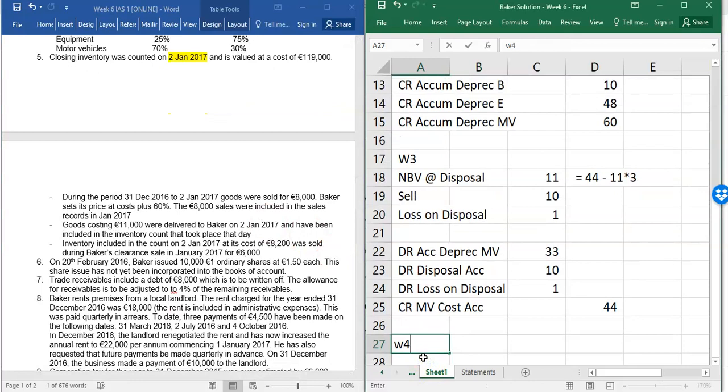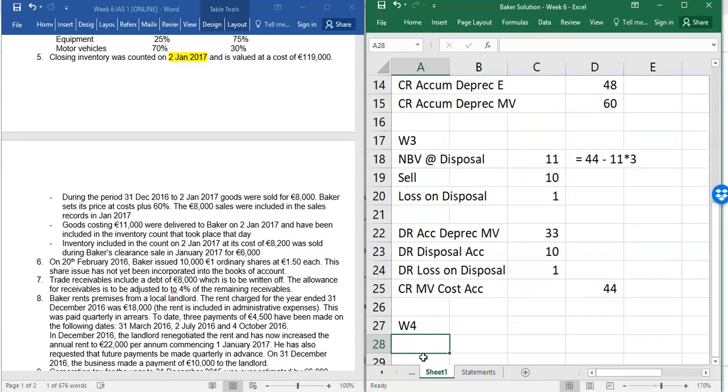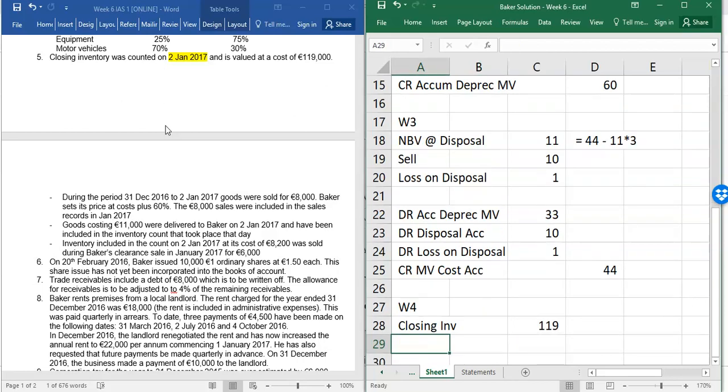So working 4, just label them clearly, just so the examiner can follow. We're told here closing inventory, which is covered in IAS 2, at the 2nd of January in the new year was 119. So we'll say closing inventory was 119. However, that's 2 days after the year end. That's not the figure we want. So this is quite a tricky working.